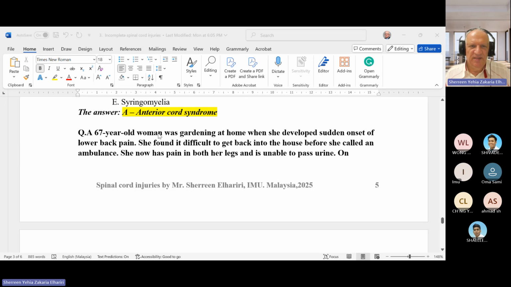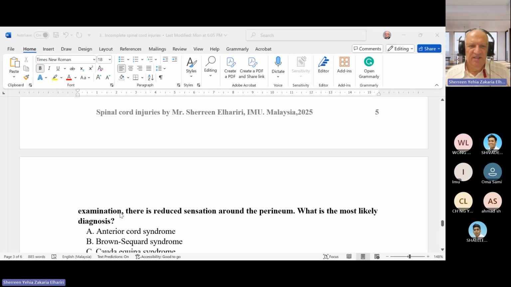A 67-year-old woman was gardening at home when she developed sudden onset of lower backache. She found it difficult to get back into the house. Before she called an ambulance, she had pain in both legs and was unable to pass urine. On examination, reduced sensation around the perineum. What was the most likely diagnosis?